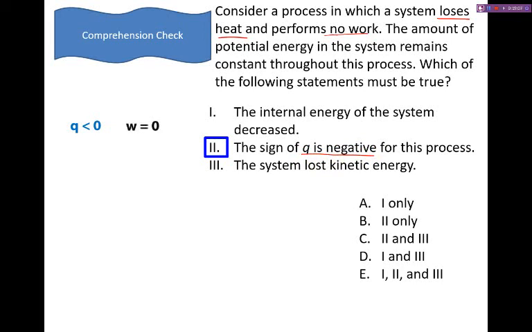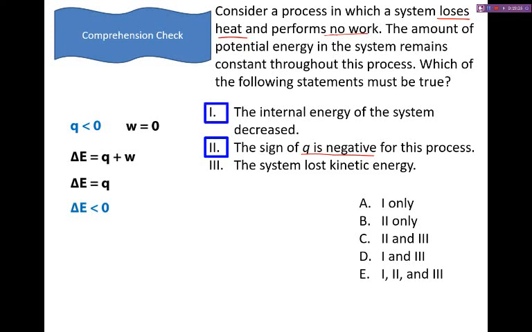Since we know that it performs no work, we can relate this to the change in internal energy. We know that the change in internal energy is equal to heat plus work. Since there's no work, then it's just equal to the heat. And since the heat was released, it went down, the internal energy must also go down.